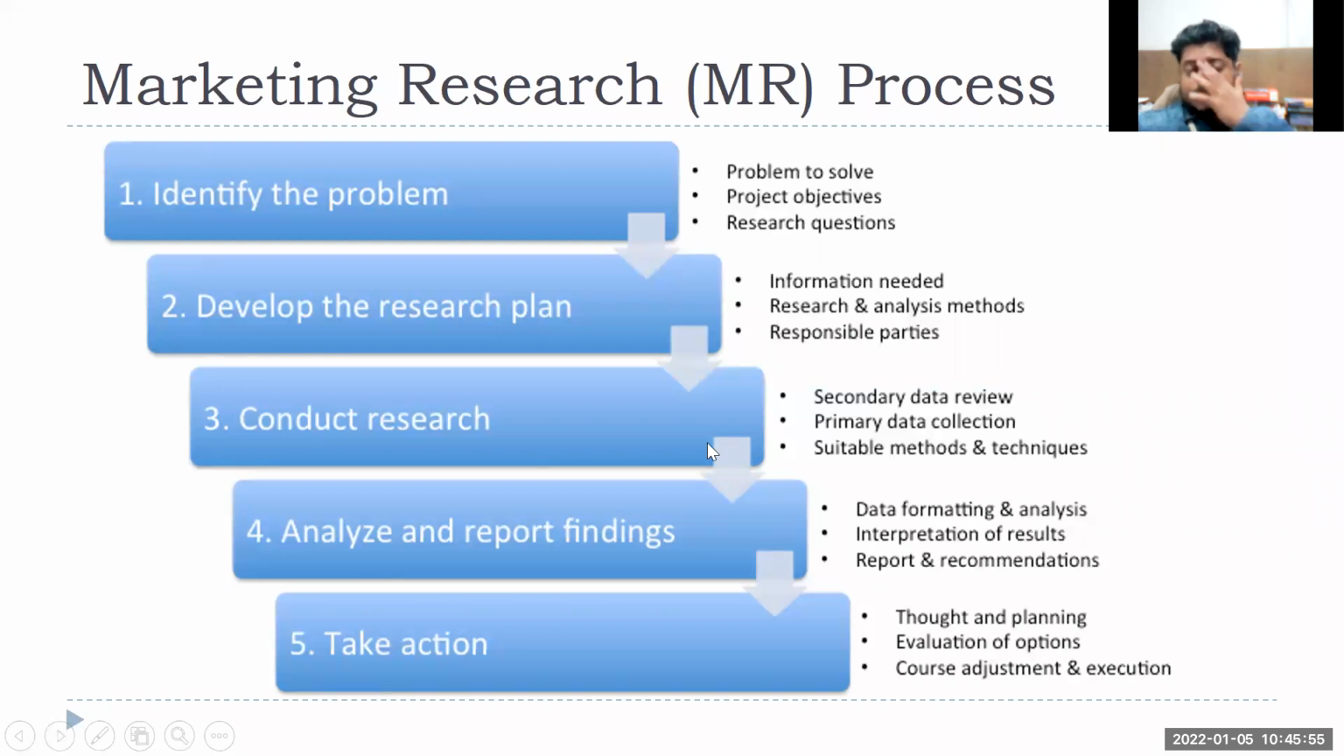Okay, so these are the 5 steps. Identify the problem, what actually is happening. So remember, when I say identifying the problem, right? We are basically talking about the objective. Not that, okay, I identified that my sales is declining due to an advertisement problem. This is not that. This is the first step.